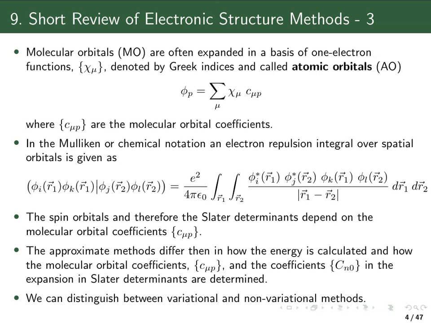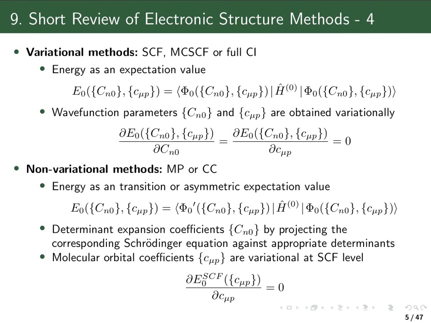So the different methods we are going to look at will differ by the way one determines these Slater determinant coefficients, and maybe also how one determines the molecular orbital coefficients. And we will distinguish between so-called variational and non-variational methods.